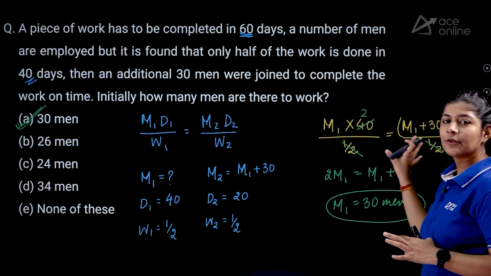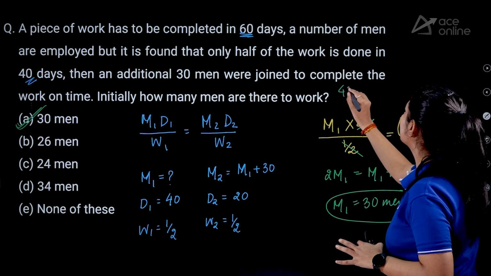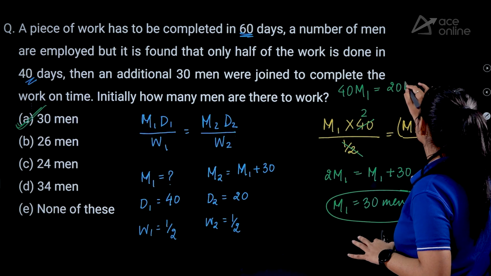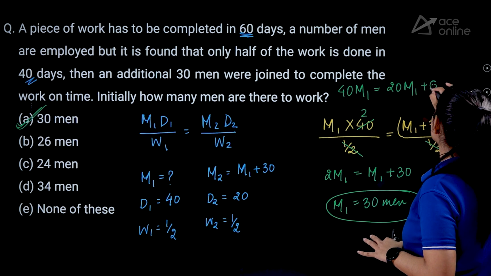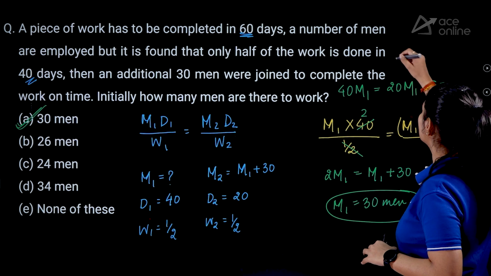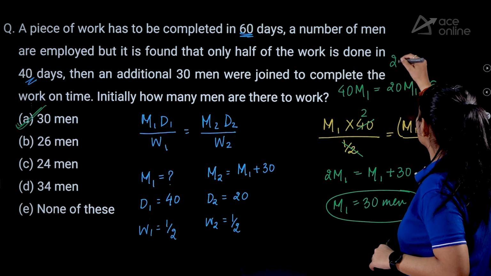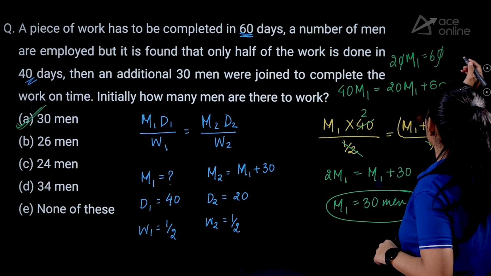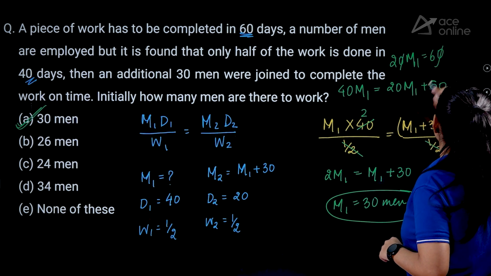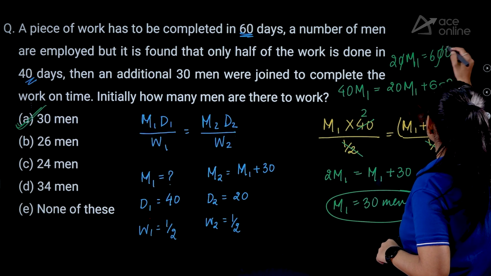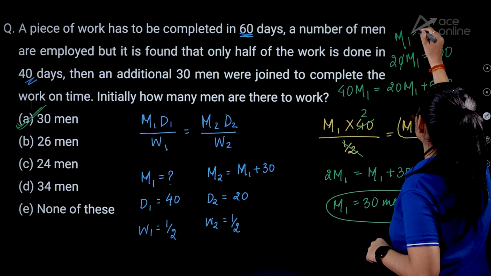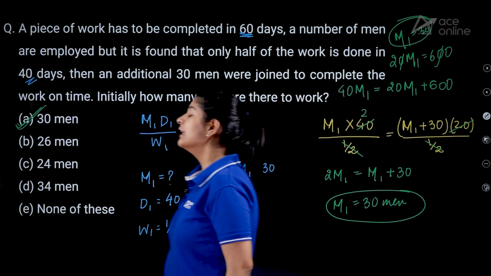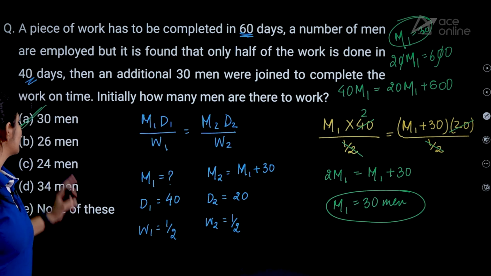If you are not able to do that, you can also write it like 40 M1 is equal to 20 M1 plus 60. When you transfer it over here, you get 20 M1 is equal to 60, and again you get the same value, that M1 is equal to 30. So the correct answer over here is option A.